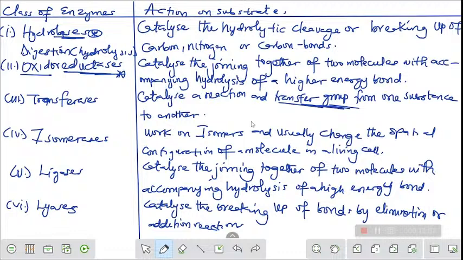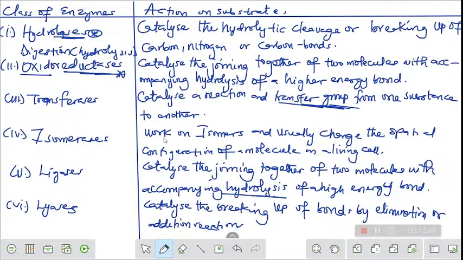So let's go to ligases. Ligases catalyze the joining together of two molecules with accompanying hydrolysis of a high energy bond. So that's the function of what ligase is. So let's go to lyases. What's lysis? Lysis has to do with breaking something down. I hope you understand. So lyases catalyze the breaking up of bonds by elimination or addition reaction.